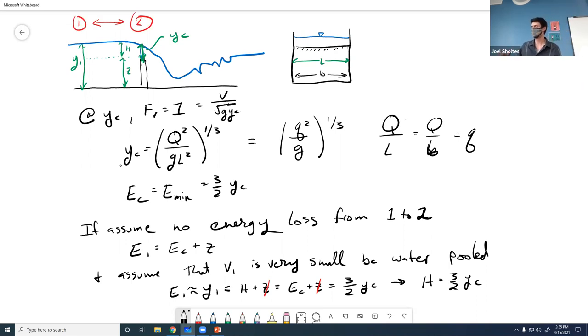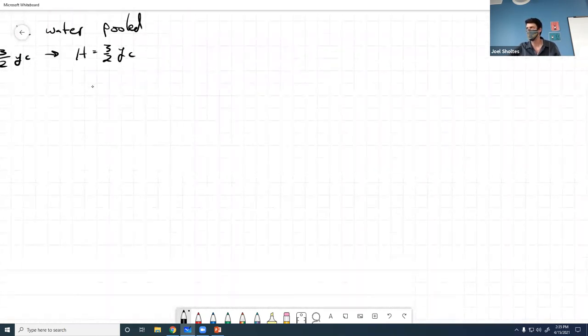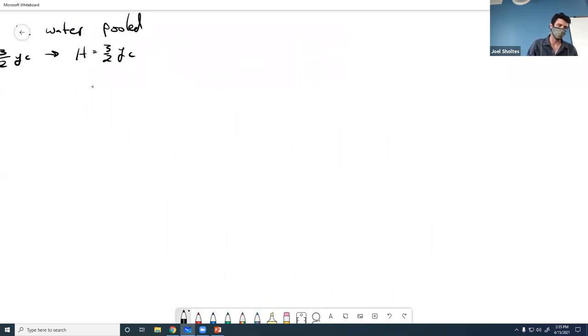All right, so that's helpful. But now all that does is give us the relationship between the depth of flow above the weir and the critical flow depth. But ultimately we wanna bring it back to the discharge, the flow rate. So we'll just leave that one right there. And we will bring back in a relationship between YC is equal to Q squared over GL squared, to the 1/3. And then we can plug that in.